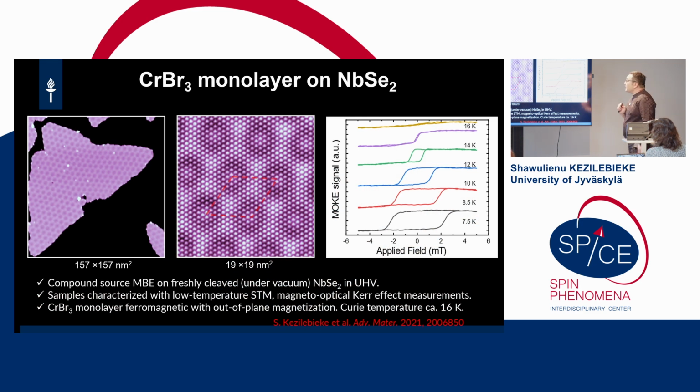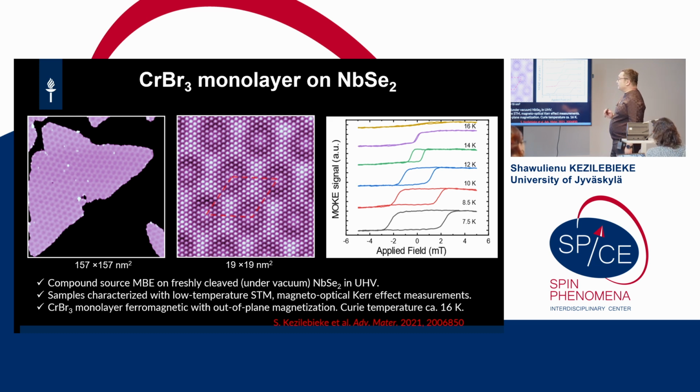So this is how it looks when you grow chromium bromide directly on these superconductors. That's some of the samples that we get, as an STM image, and here's a magnification of some of the areas. Those patterns here are a moiré pattern, because here we don't have twists, but we have a different lattice constant. So that also gives you the moiré pattern. And this is some zoomed image.